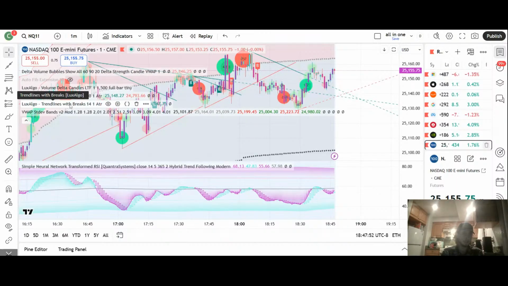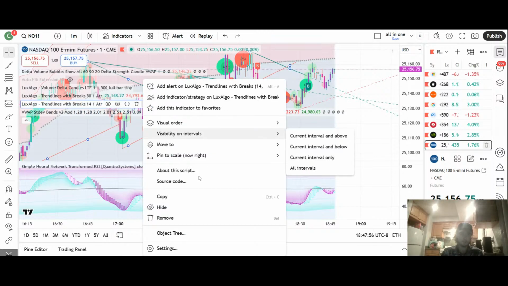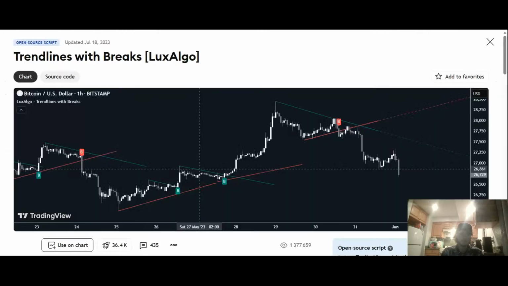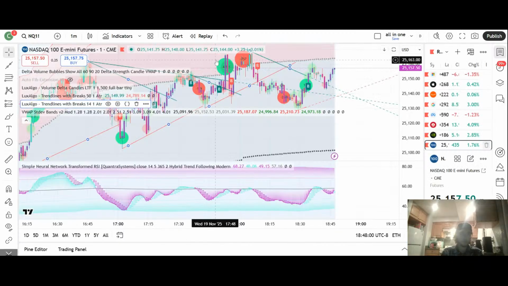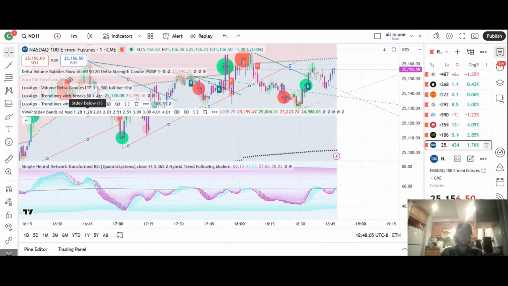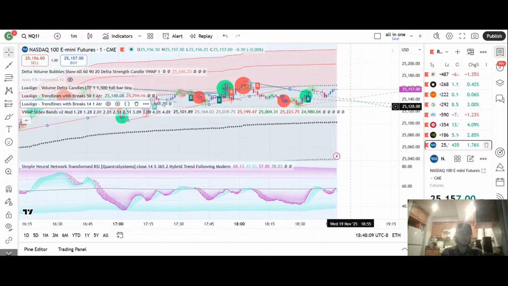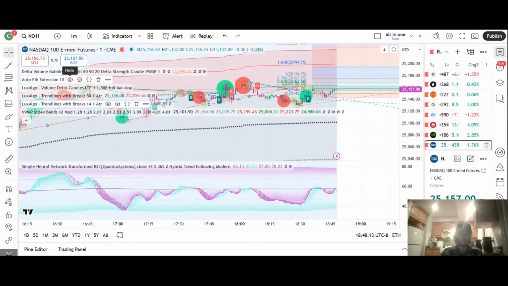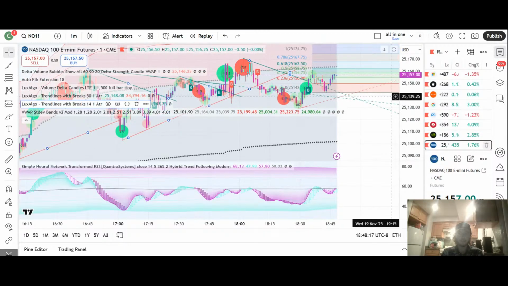We have the trend lines with breaks. This is from Lux Algo. This is how it looks. This is the code. Then here, VWAP, standard deviation bands, V2, are these things. Outer fib can also be added in here. I don't love the Fibonacci's, but it's also a good one.